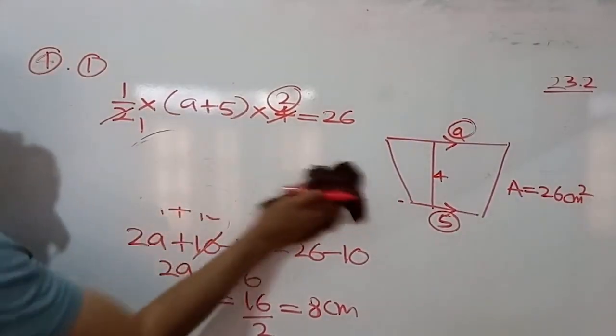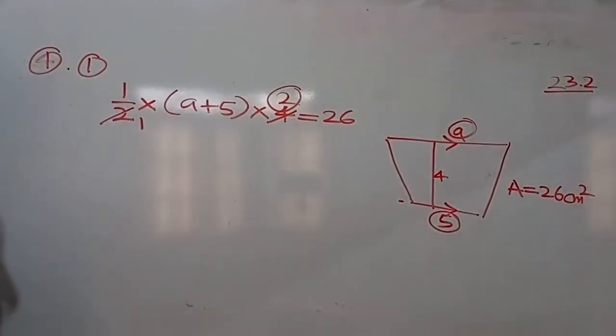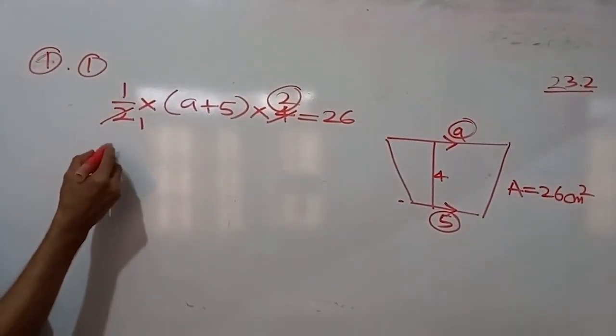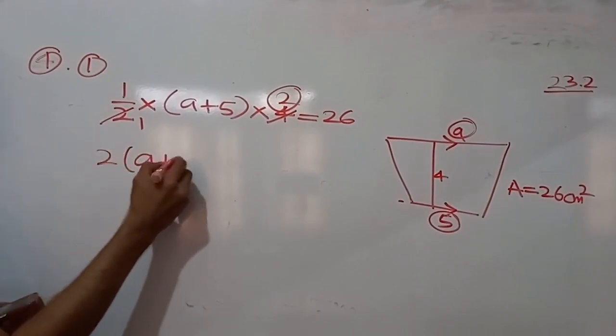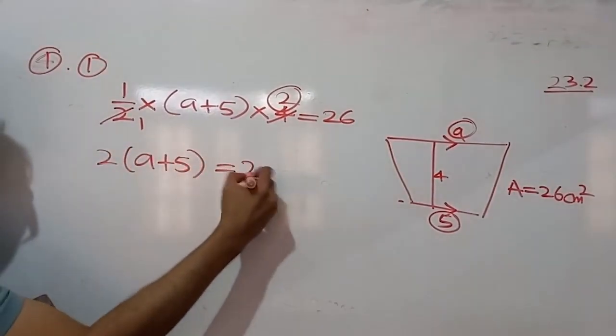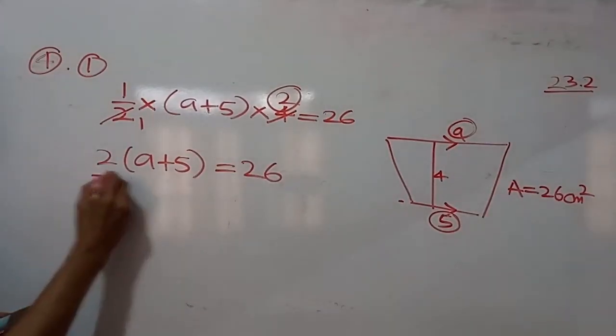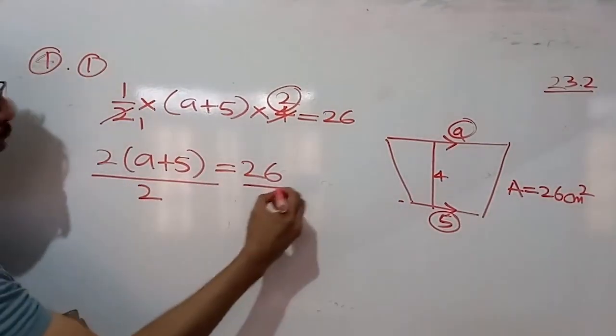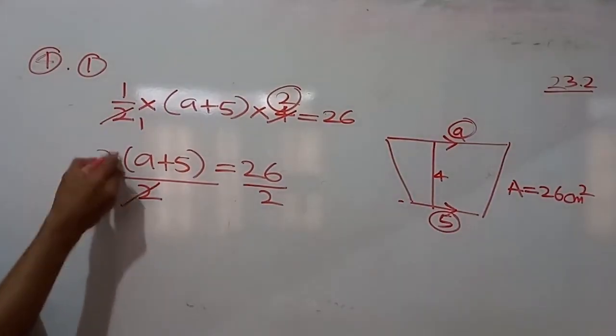Let me simplify this in another way. Okay, let's take it like this: 2 times A plus 5 equals 26. Now I am going to divide this side by 2, so I have to do the same thing to the other side. So I can cancel out the 2.